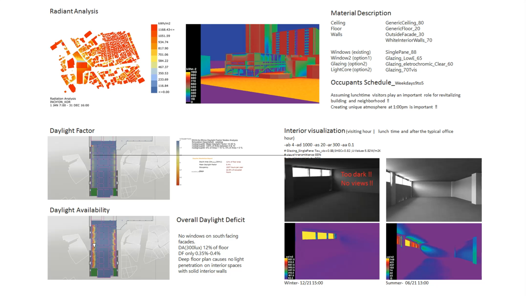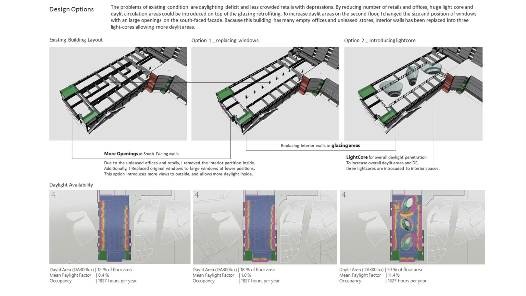As you can see in the four different pictures on the right at the bottom, we can see a very dark place in the interior space. So the aim is to increase the daylight penetration rate and ratio inside of this interior space. In this project I introduced some light cores, as you can see in option 2.